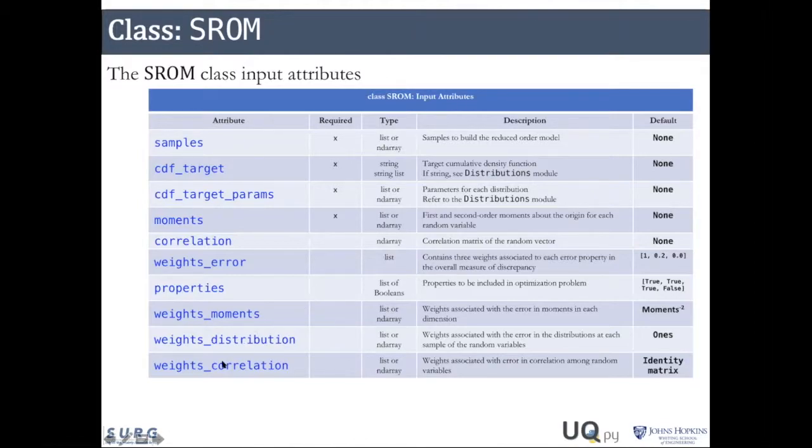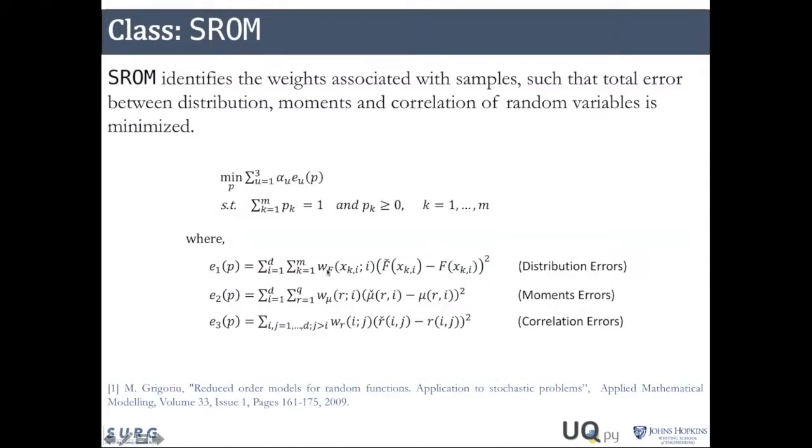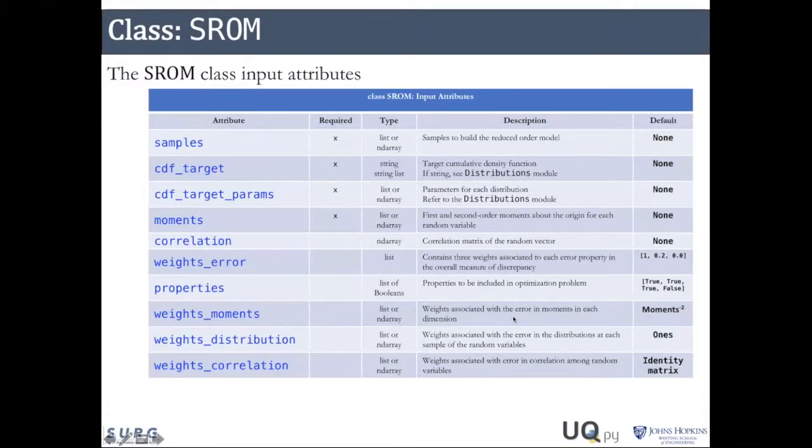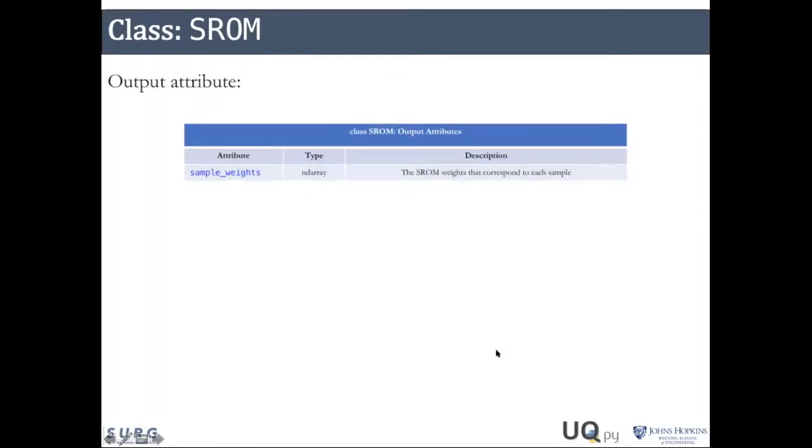Weights moments, weights distribution, and weights correlation are the weights in our objective function, and these are just weights associated with each sample, moment, and correlation. The default value for weights moments is the inverse of moments, which will be defined here. For weights distribution, the default value is an n-dimensional array of 1, and the default value for weights correlation is just an identity matrix.